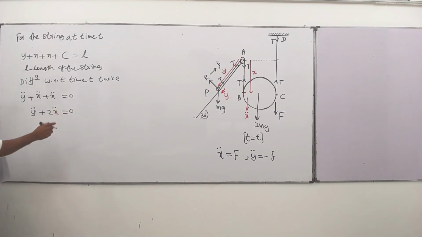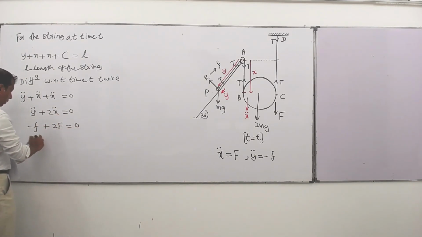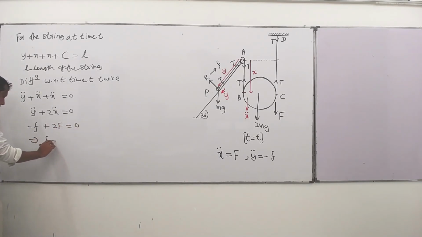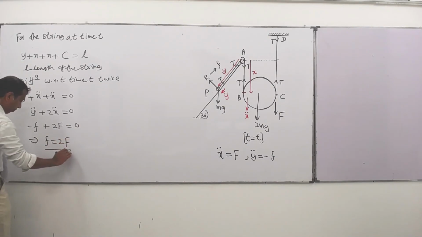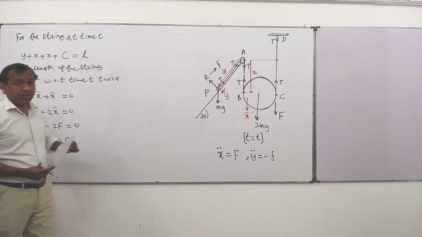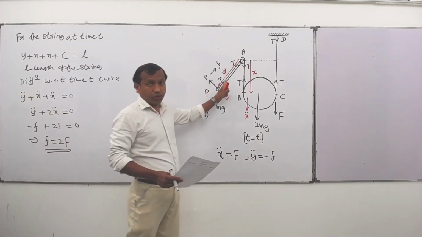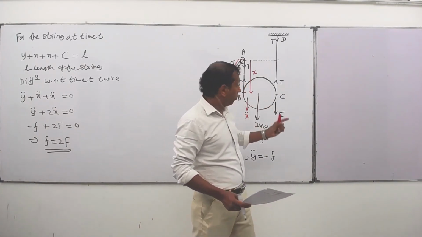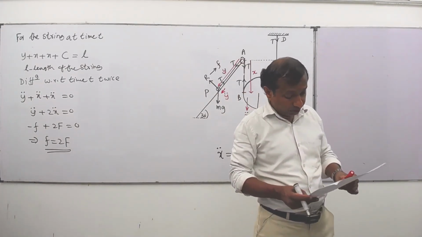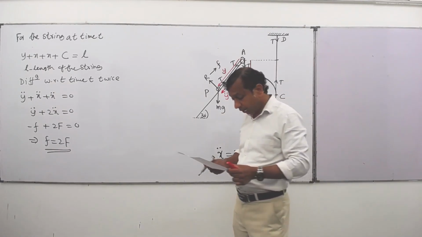But you know people, y double dot is minus f. Over there you can see x double dot is capital F. So f equals 2F. What is this? Acceleration of this particle is 2 times the acceleration of this pulley. That way we get it. Right.